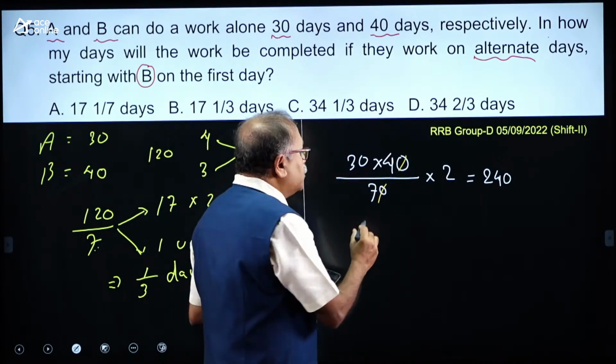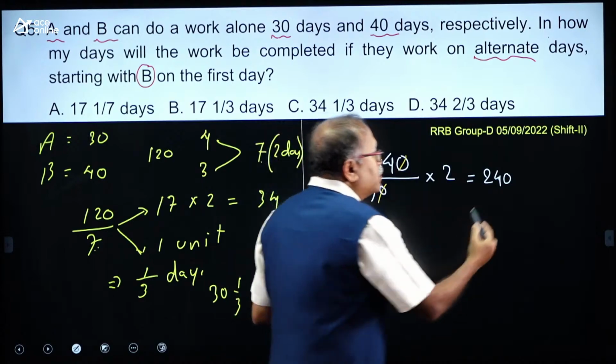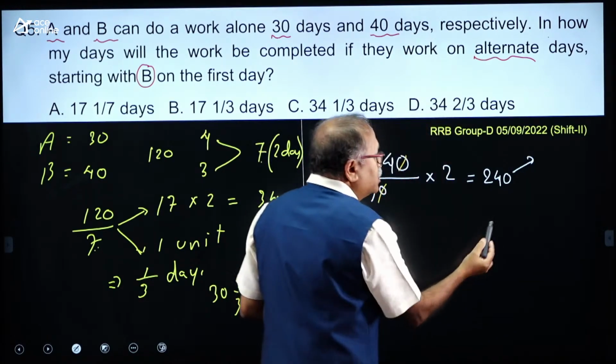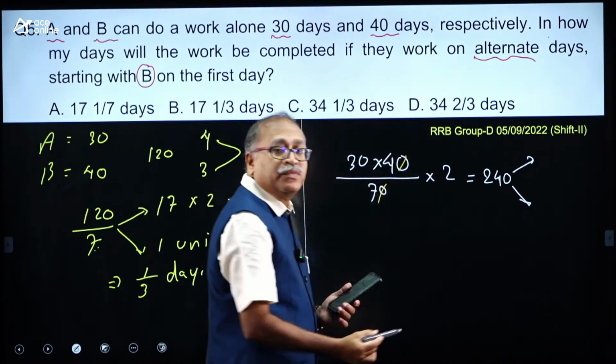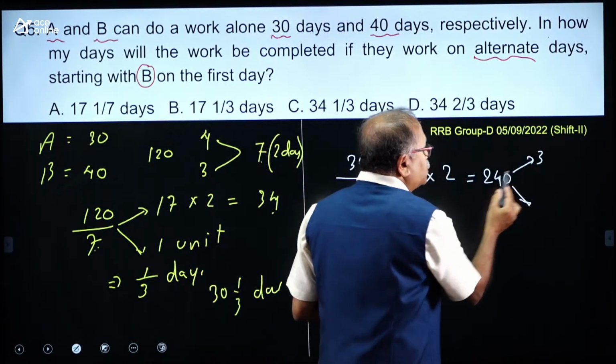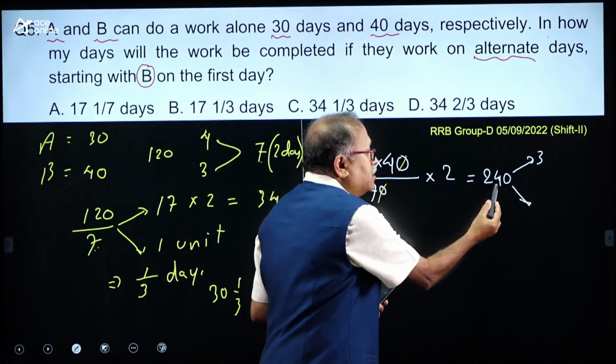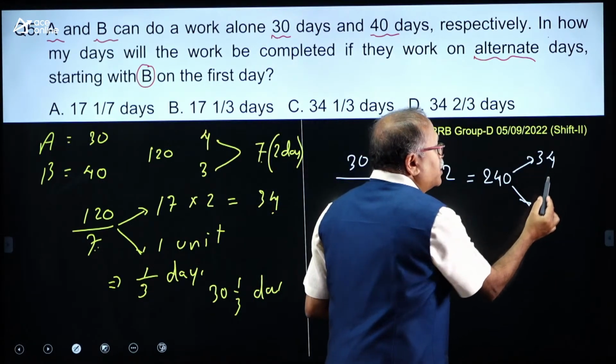Now this 240, when directly divided by 7, what will be my quotient and what will be my remainder? So when I divide by 7, we have already seen 7 3 is 21. How much is left? 30. 7 4 is 28.